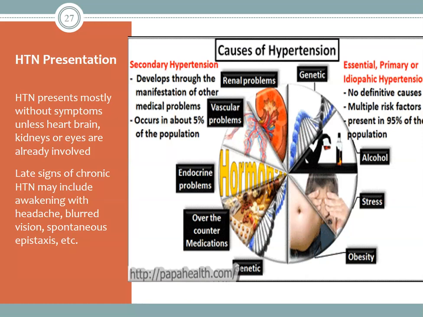Remember, the silent killer hypertension usually presents without symptoms, or asymptomatic, unless there are other organs involved, like the kidneys, or you're having vascular problems, or endocrine problems, or there's a genetic connection. So again, in late stages, we start to see it with the vessels in the eyes, with blurred vision.